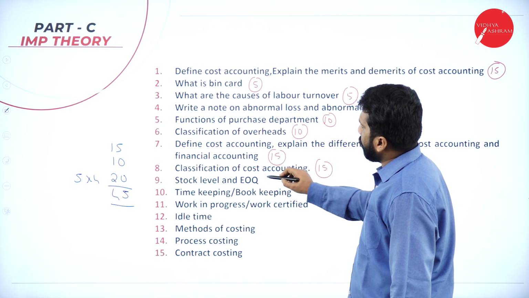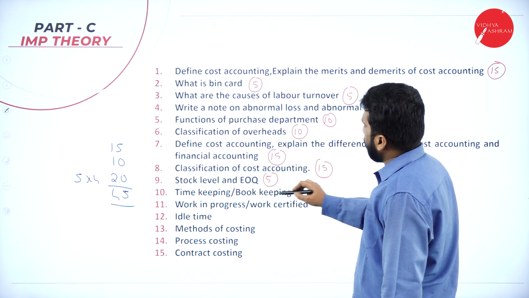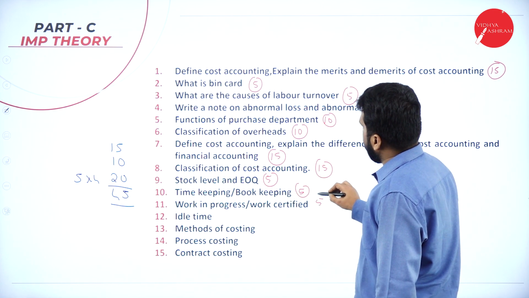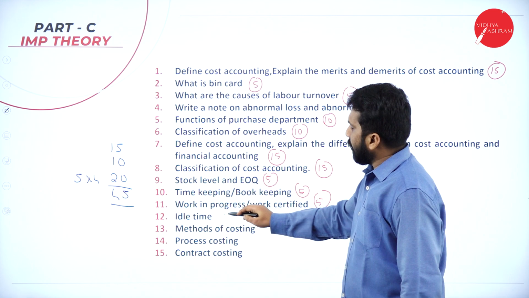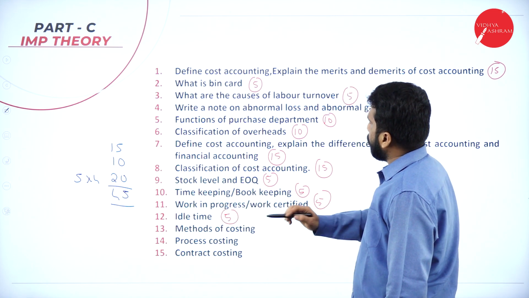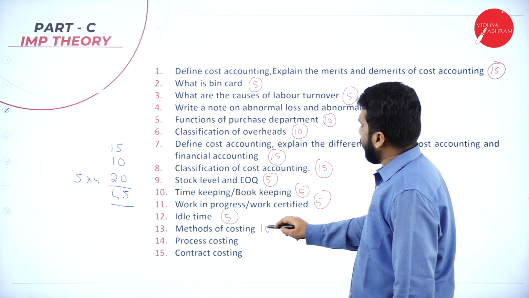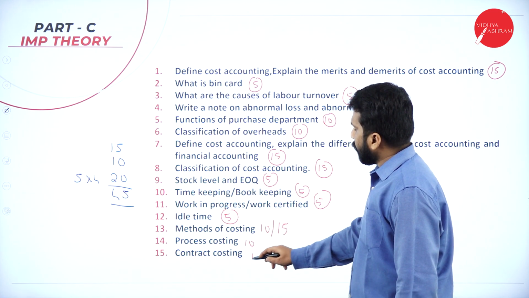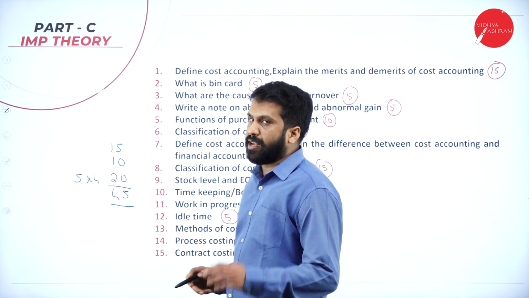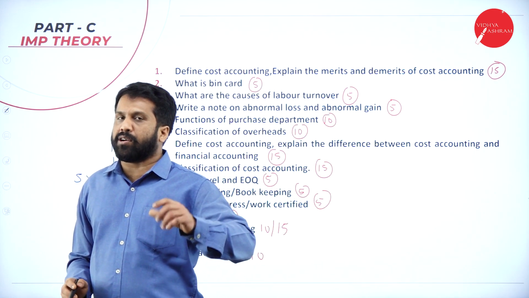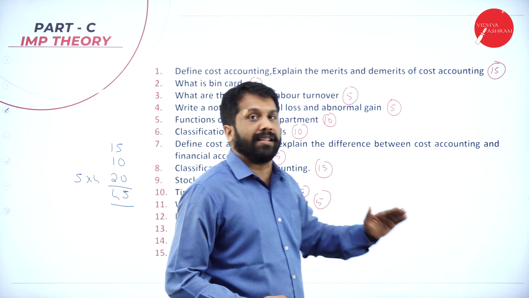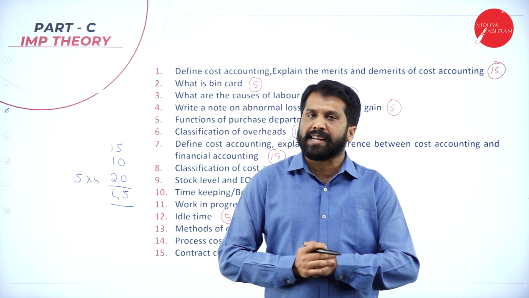Stock level, EOQ, 5. Timekeeping and bookkeeping, 5. Work in progress, work certified, 5. Idle time, 5. Methods of costing, 10 or 15. Process costing, 10. Contract costing, 10. These are the theory, not problems. What is process costing? Advantages and limitations. What is contract costing? Advantages and limitations may come for 10 mark.